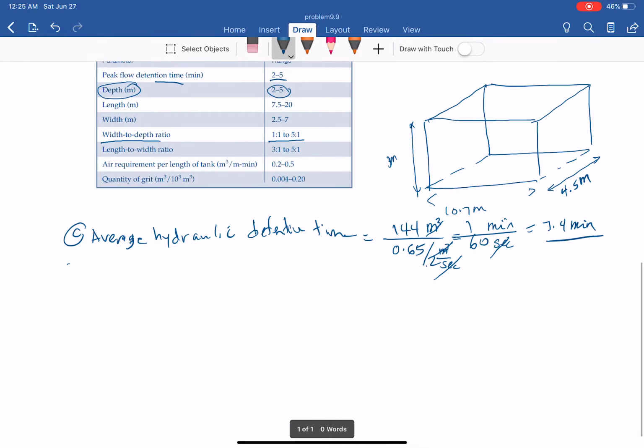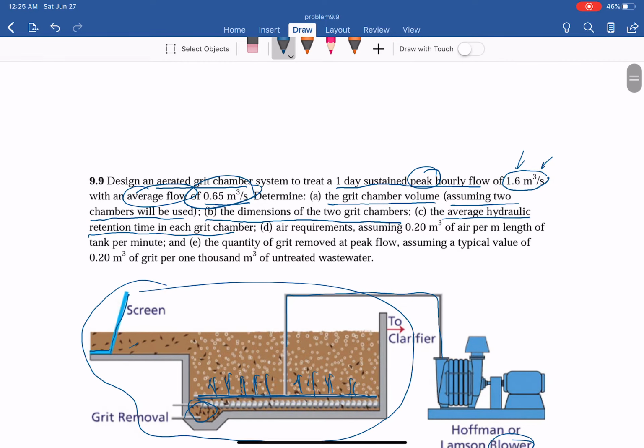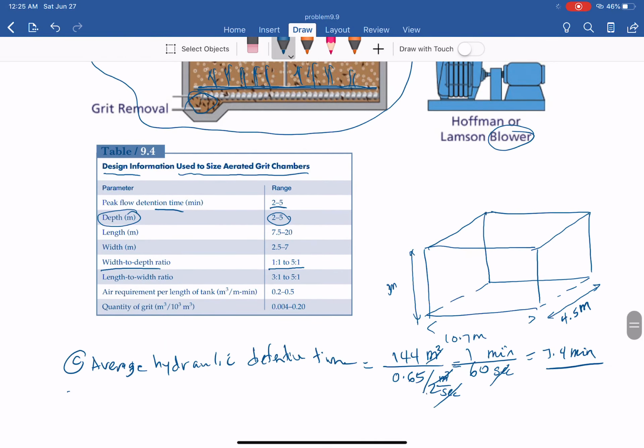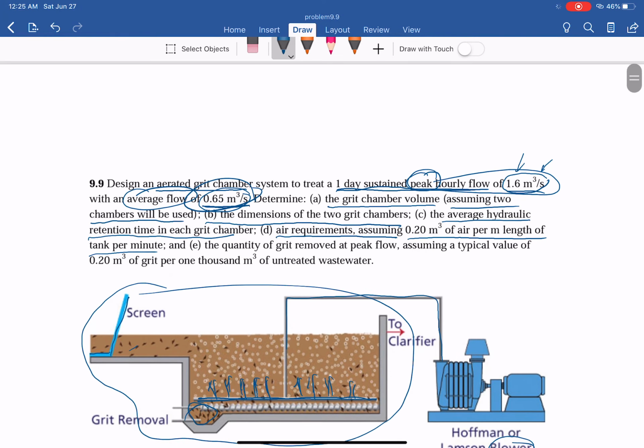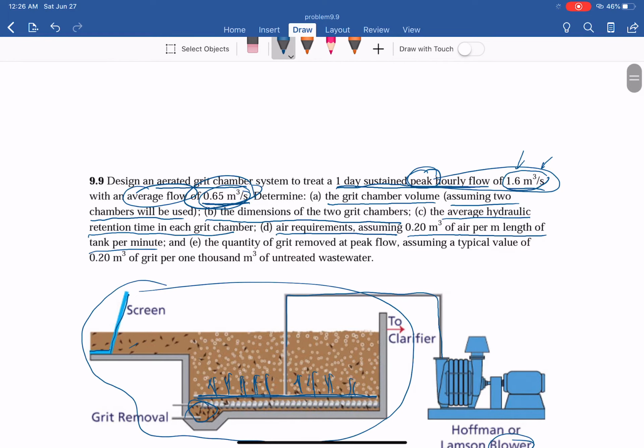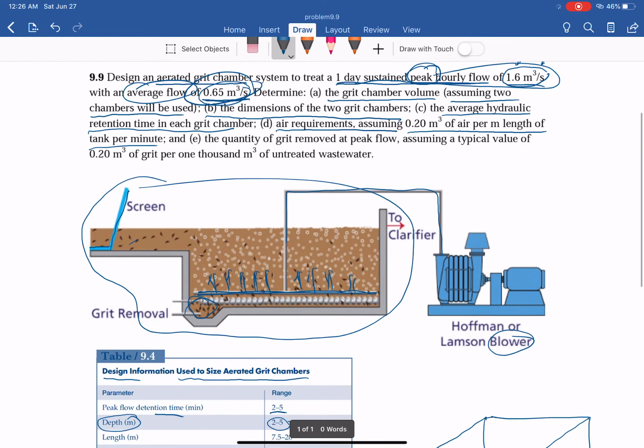Let's look at number D. How much air is required, assuming 0.2 meter cubic of air per meter length of tank per minute? The air requirement, you remember he took it from here, is 0.2 to 0.5, so he took the lowest requirement of air, 0.2 meter cubic of air per meter per minute. This is what he assumed here, but you could take his assumption and find out the air requirement.